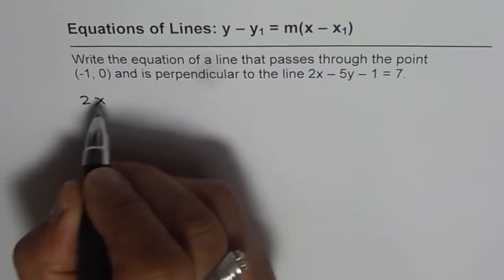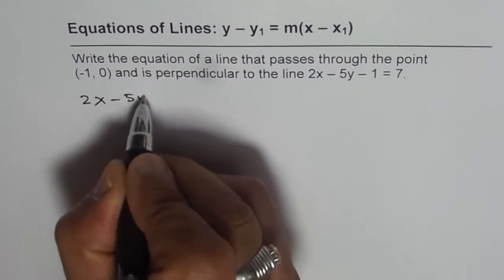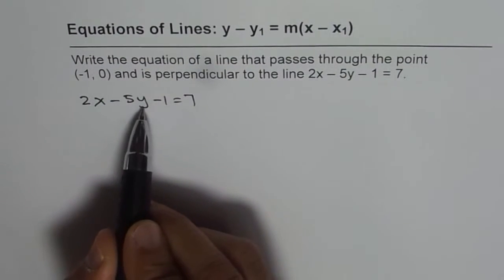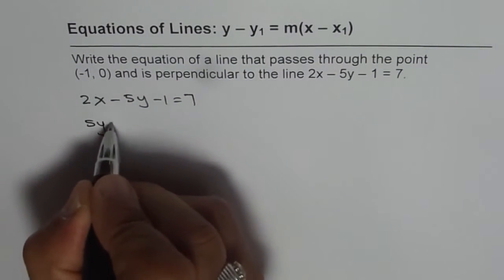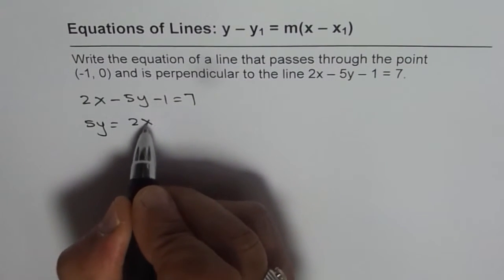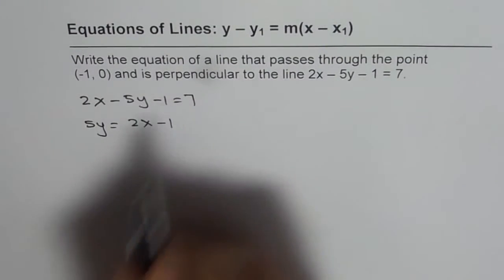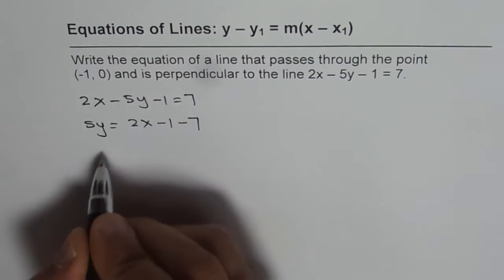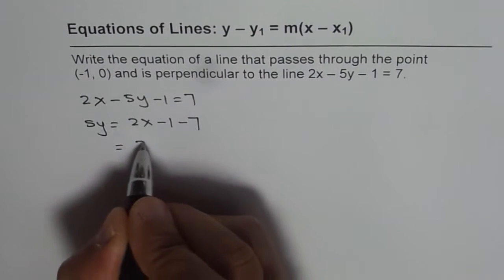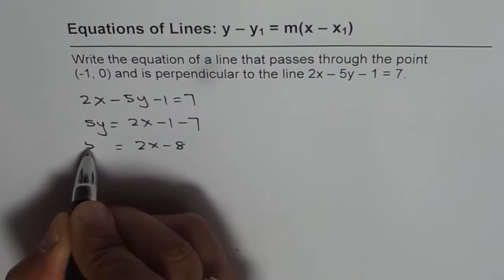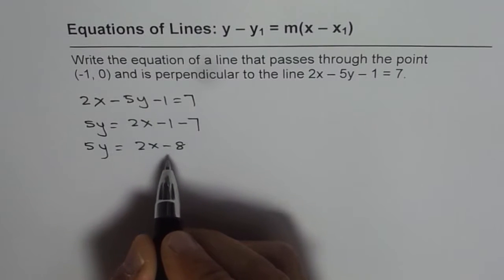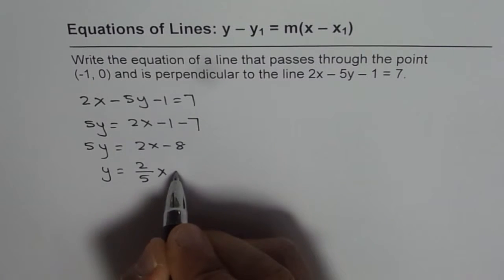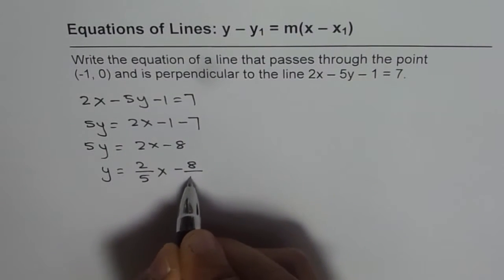The line given to us is 2x minus 5y minus 1 equals 7. Let's rearrange and isolate y. So we get 5y equals 2x minus 1. So we're taking 5y to the right side: 2x minus 1 minus 7, which is equal to 2x minus 8. So we have 5y equals 2x minus 8, or y equals 2 over 5 x minus 8 over 5.